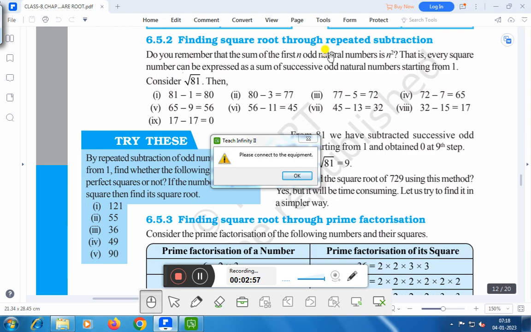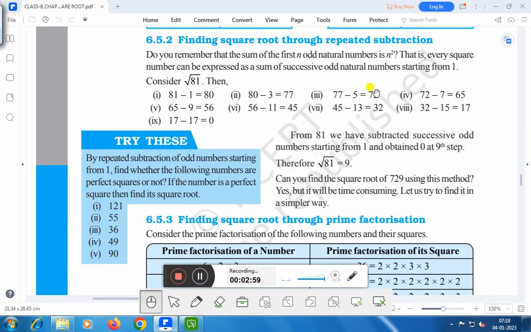Finding square root through repeated subtraction. Do you remember the sum of the first n odd natural numbers is n²? That is, every square number can be expressed as a sum of successive odd natural numbers starting from 1. Consider √81. Then 81 - 1 = 80, 80 - 3 = 77, 77 - 5 = 72. 72 - 7 is 65.